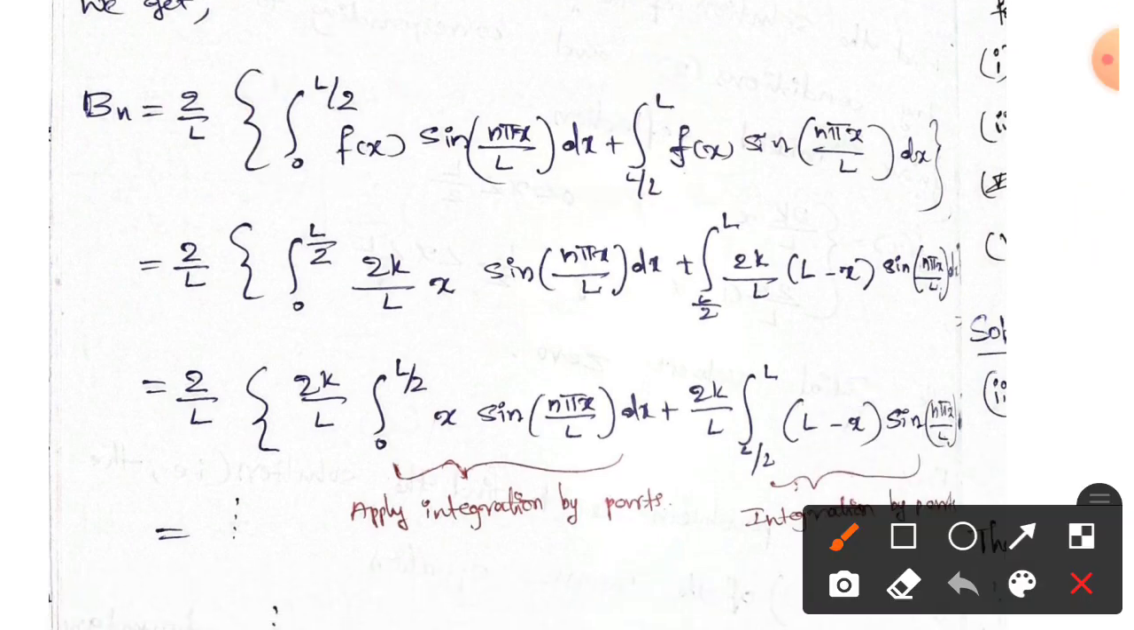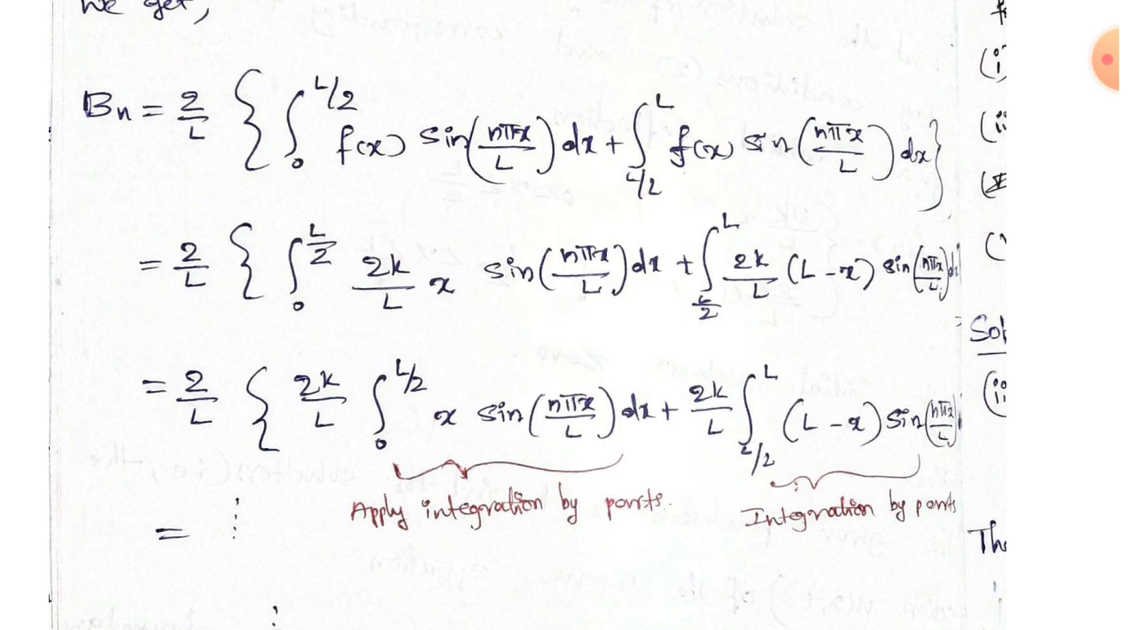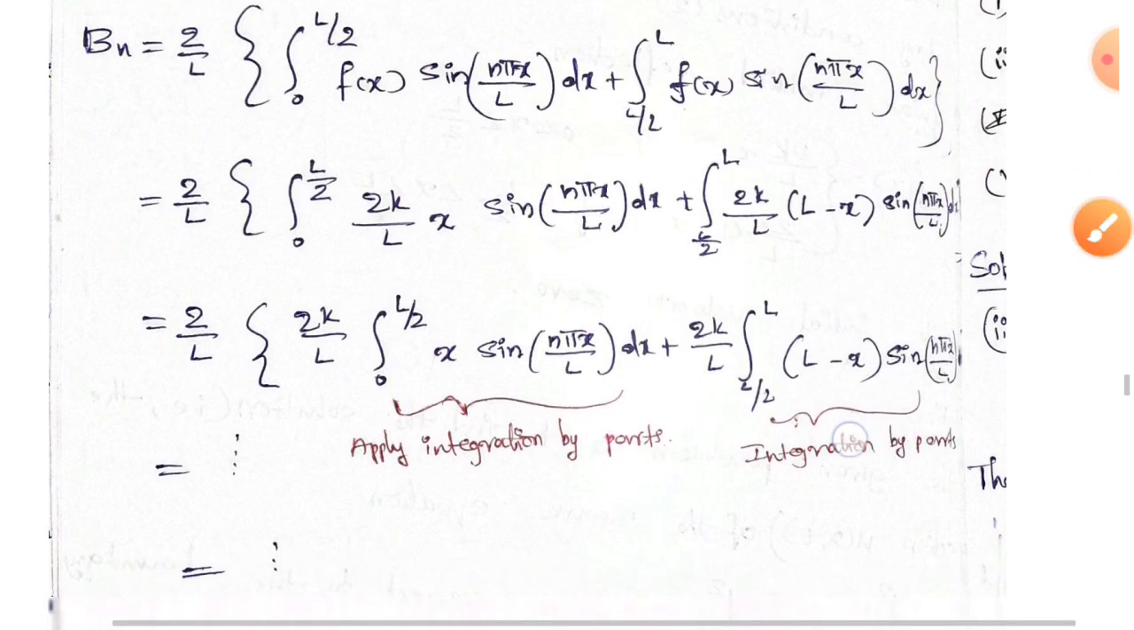Okay, so what is f of x here? From 0 to L by 2, f of x is given as 2k by L x. And similarly from L by 2 to L, f of x is given as what? 2k by L into L minus x. So we have substituted that.